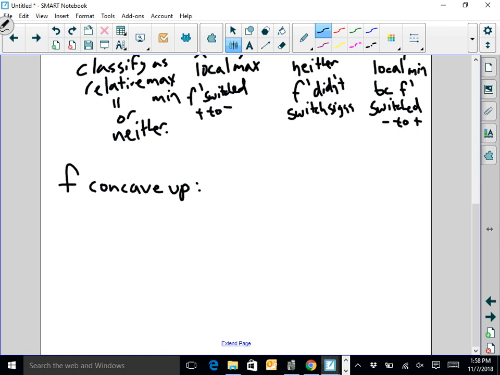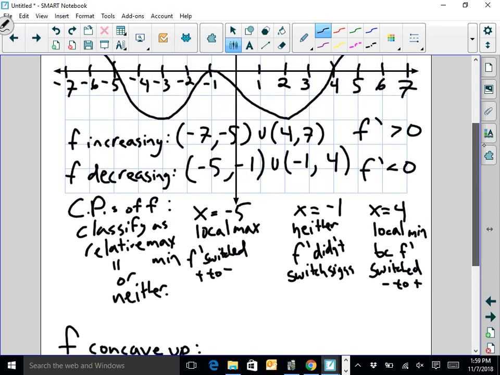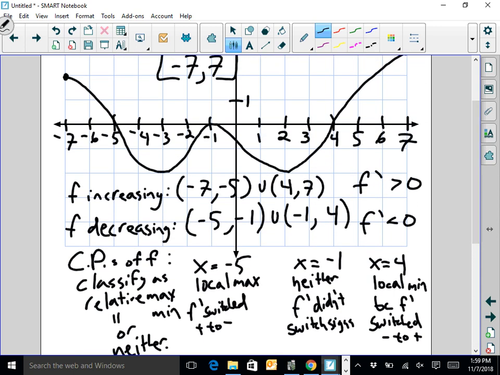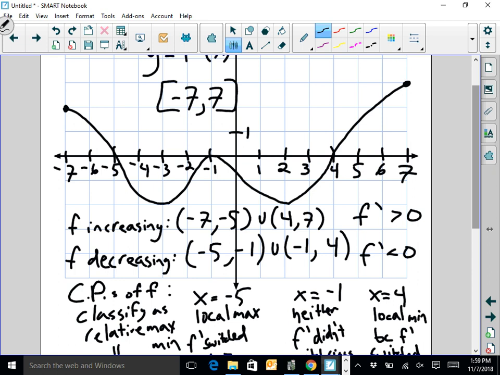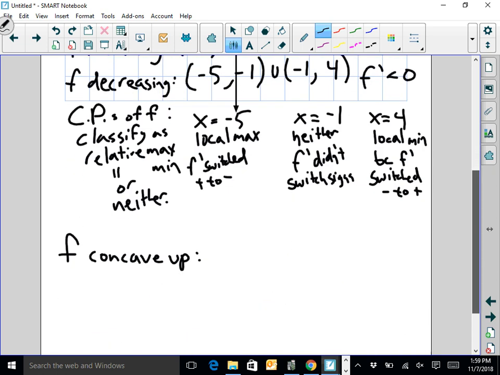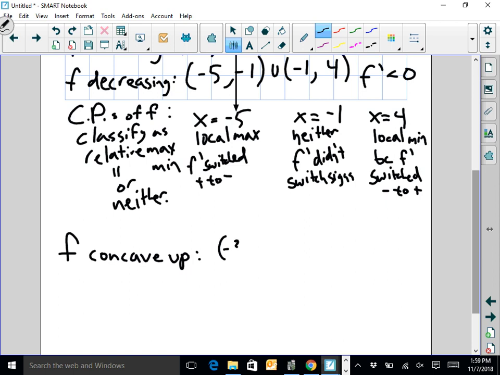F is concave up anytime f prime is increasing. So when is f prime, the graph I'm looking at, when is this graph increasing? Well, I'm going to say from -3 to -1, union 2 to 7. My justification, that's where f prime is increasing.